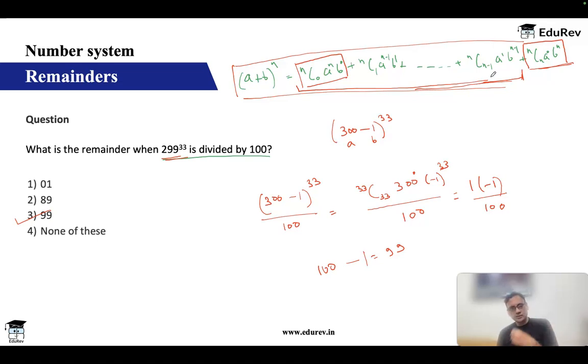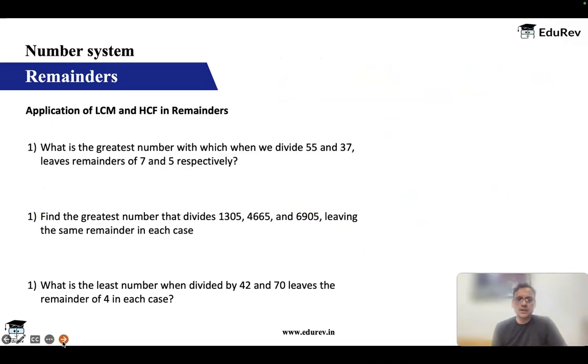And why it struck us that we should use 300 minus 1, because you can see that your divisor is 100 and the dividend is so close to a multiple of 100. It is 300 minus 1. So automatically that is something that should strike you, and hence this can be done in this way. Okay, great. Let's move on.